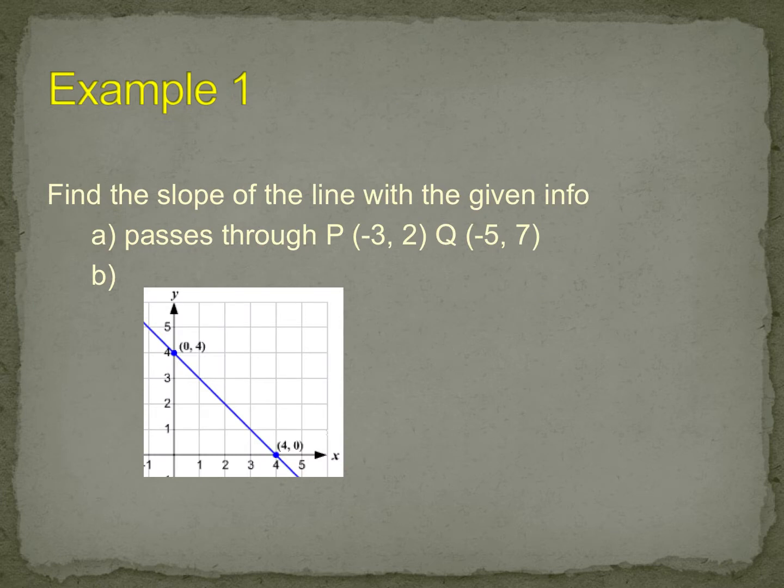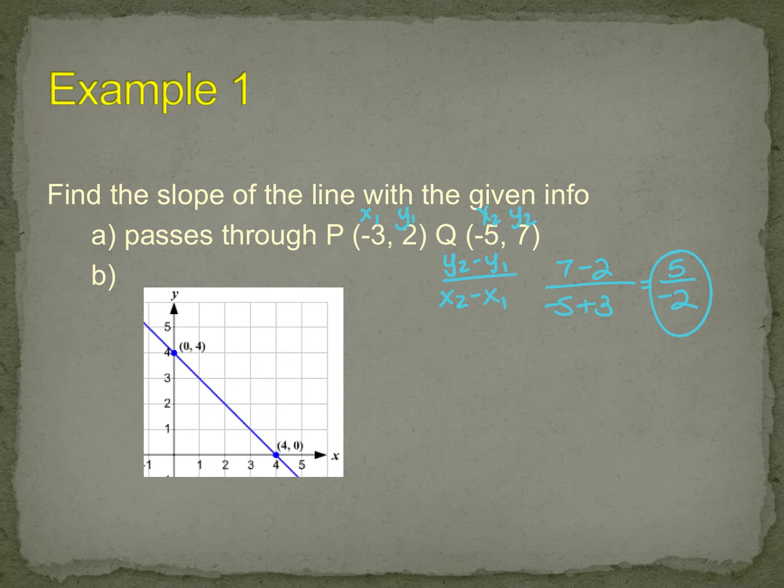All right, this first example just says find the slope of the line with the given information. Question A gives you 2 coordinate points. It passes through (-3, 2) and (-5, 7), which means I'm going to use my y2 minus y1 over x2 minus x1. This could be my x1, my y1, my x2, my y2. So 7 minus 2 over -5 minus a negative 3, which becomes plus 3. And I get 5 over negative 2. Now that negative can go out front. It can be in the top with the 5, in the bottom with the 2, any of those spots.